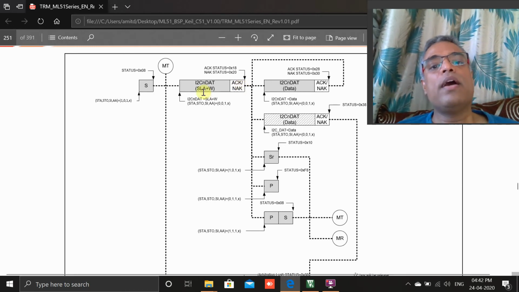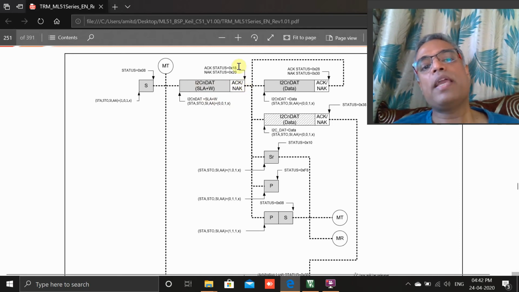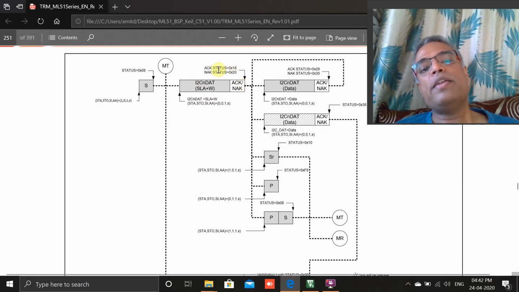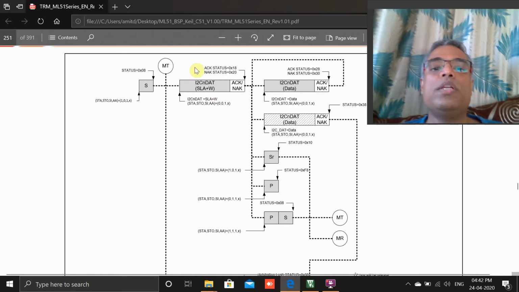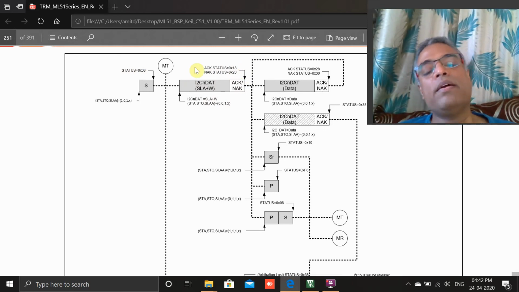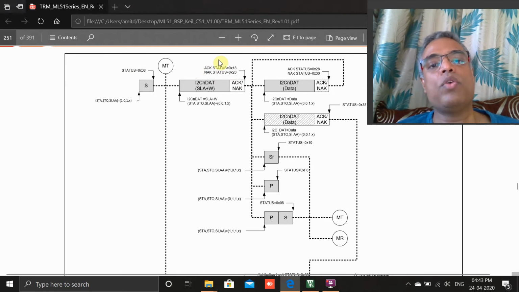The moment this is put and an ACK or a NACK is received, I will again get an interrupt, and in that interrupt I will read the status again to know the reaction to what my action was. What was the action? SLA plus W, that is, write the slave address with the write bit set. So now what is the reaction to that?